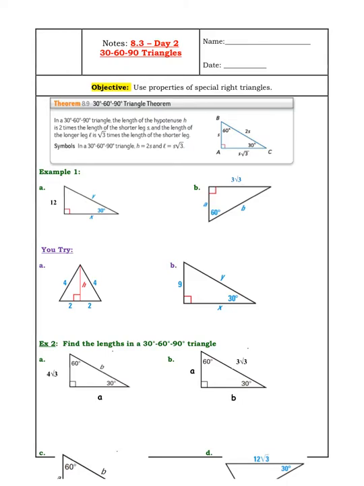Hello, today I'm going to talk to you about 30, 60, 90 triangles. 30, 60, 90 are similar to 45, 45, 90, the other type of special right triangles.